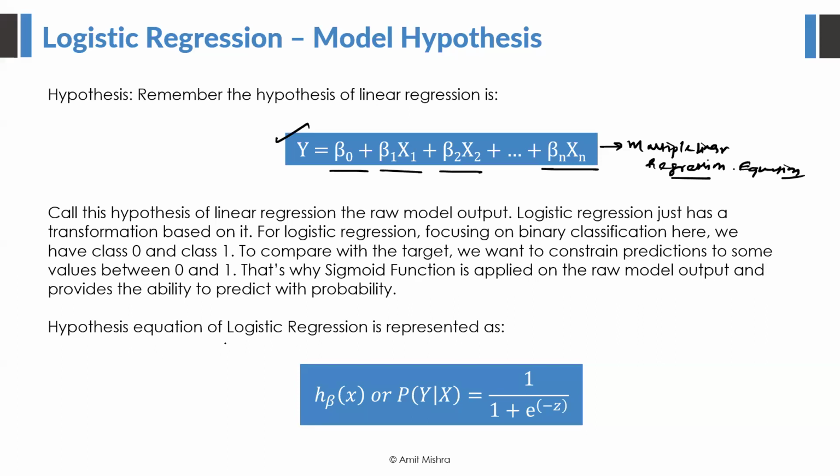Now let's represent the hypothesis equation of the logistic regression, which is represented as h of beta x, or the probability of y for the given value of x. It is represented by 1 upon 1 plus e to the power minus z, where z is beta naught plus beta 1 into x1, beta 2 into x2. This is how it is represented.